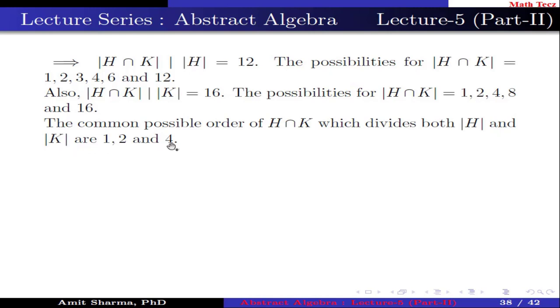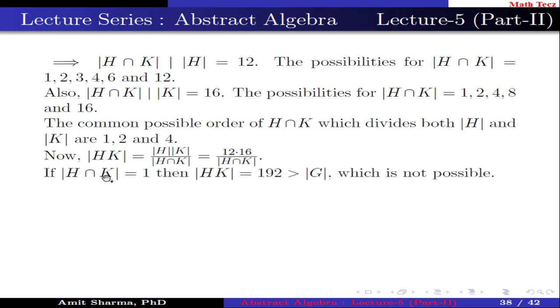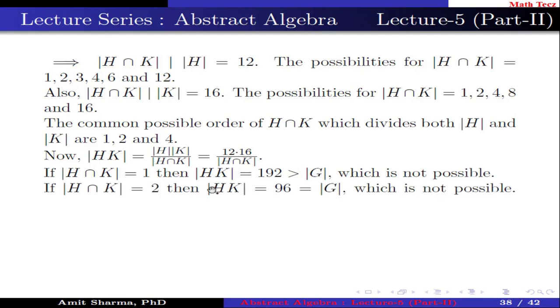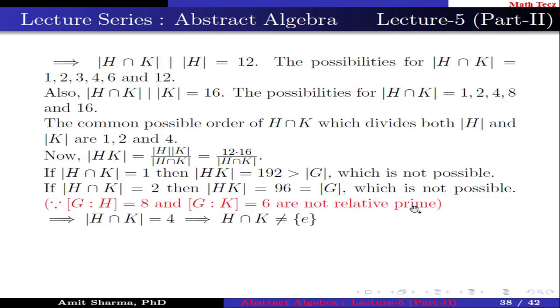Now, order of HK is order of H into order of K divided by order of H intersection K, which is equal to 12 into 16 divided by order of H intersection K. If order of H intersection K is 1, then order of HK is 192, which is greater than order of G, which is not possible. If order of H intersection K is 2, then order of HK is 96, which is equal to order of G, which is not possible, because the index of H in G is 8 and index of K in G is 6, both are not relatively prime.